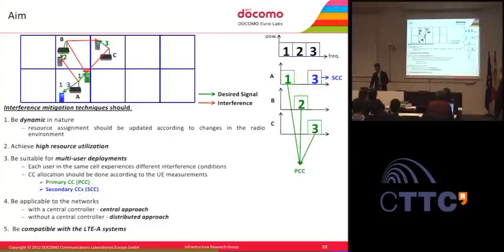We notice that in cell A, we could even use component carrier 3 because we're not causing interference on that component carrier to anybody else. So cell A, instead of operating at 33% efficiency, could actually be operating at 66% efficiency. So we have to come up with a system that does this dynamically.